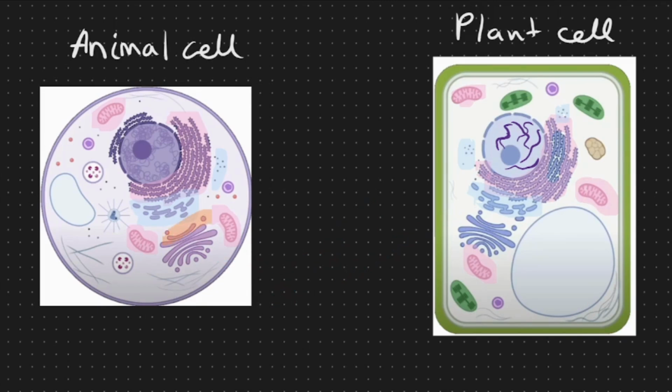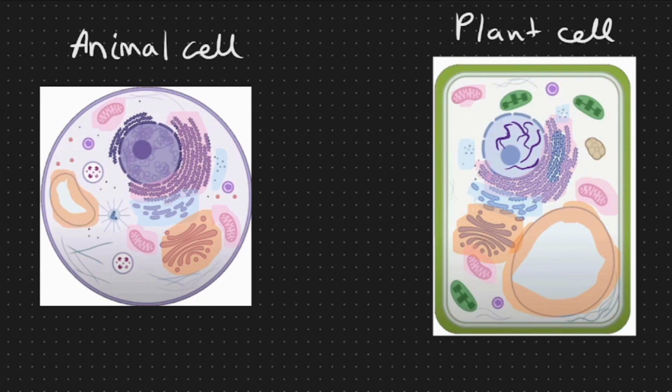We have the Golgi apparatus. I don't know how you're supposed to pronounce it, but it is right here. The vacuole, which is also a key difference between plant cells and animal cells. The vacuole in plant cells is a lot bigger, and it exerts turgid pressure on the cell wall to make it so that the plant isn't flaccid.